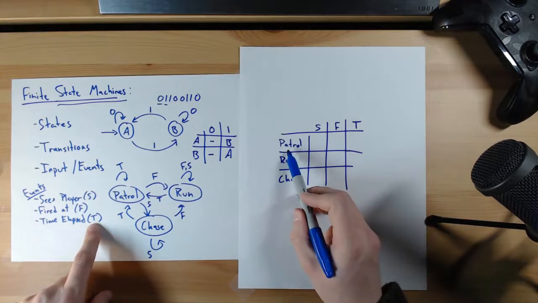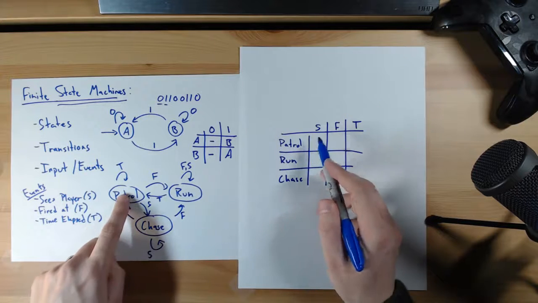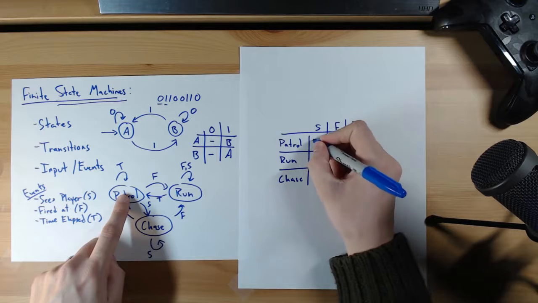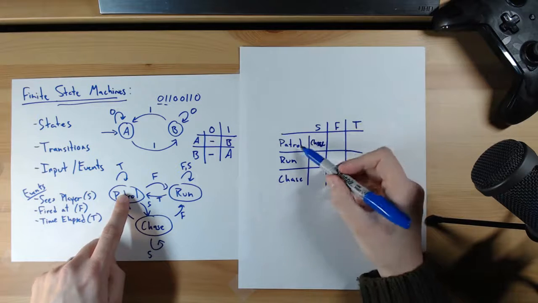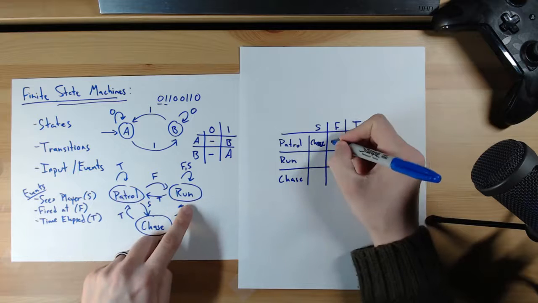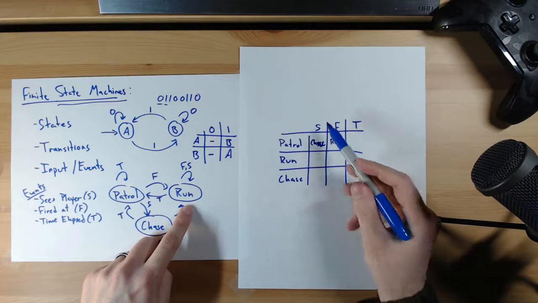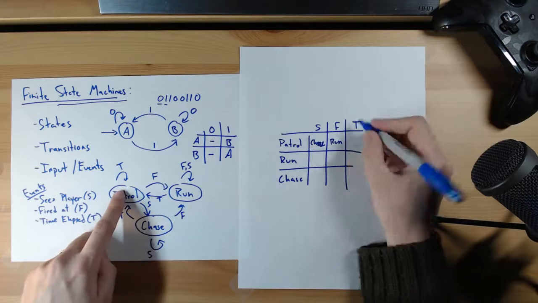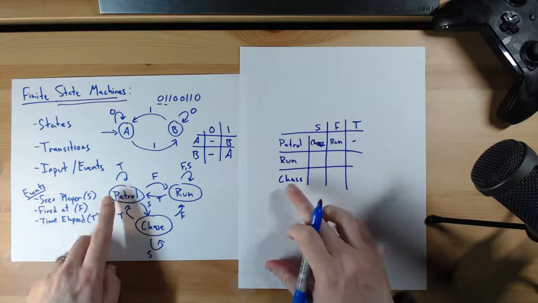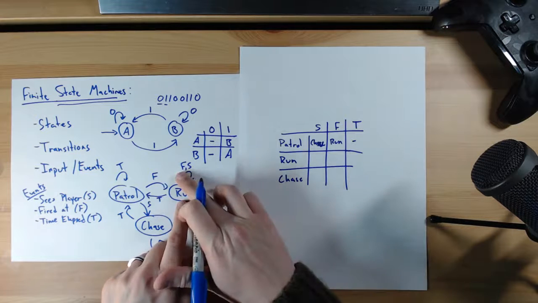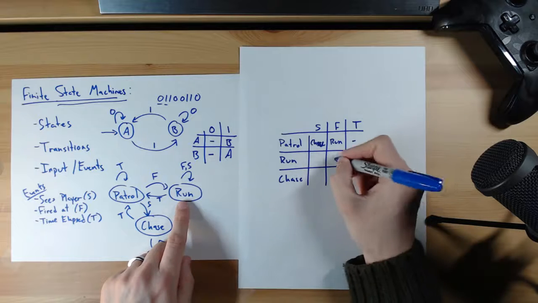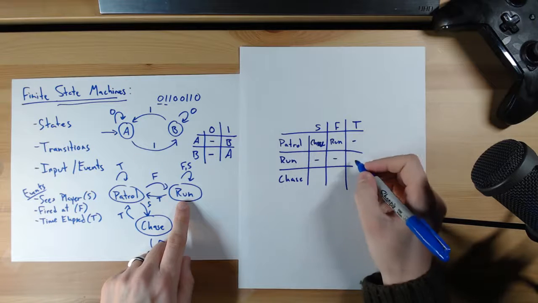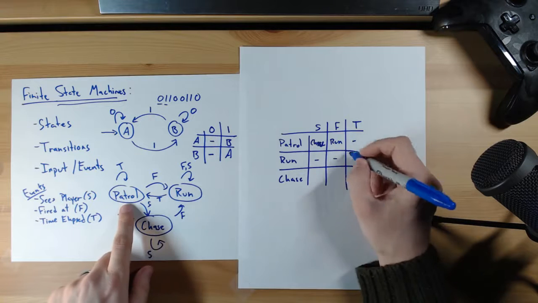Now, if you are patrolling and you see the player, you're going to move to the chase. If you're patrolling and you're fired at, you're going to move to run. And if you are patrolling and some time has elapsed, you're going to do nothing. If you are running and you are fired at or you see the player, you're going to do nothing. So fired at or see the player. And then if some amount of time has elapsed, you're going to move back to patrol.